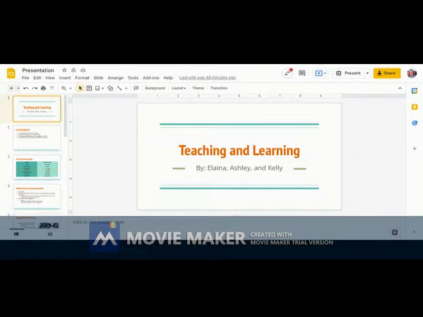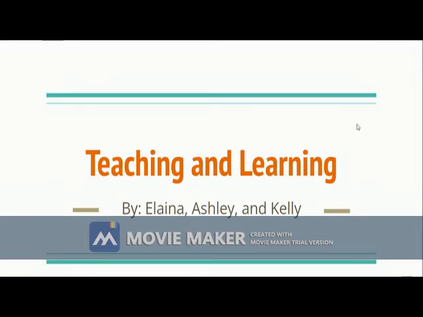Chapter 9, Teaching and Learning by Elena, Ashley, and Kelly. The learning objectives for this chapter are to introduce middle school concepts, to examine coping skills in middle school, to introduce adolescents and their progress in school, and to compare test-taking scores between other countries.